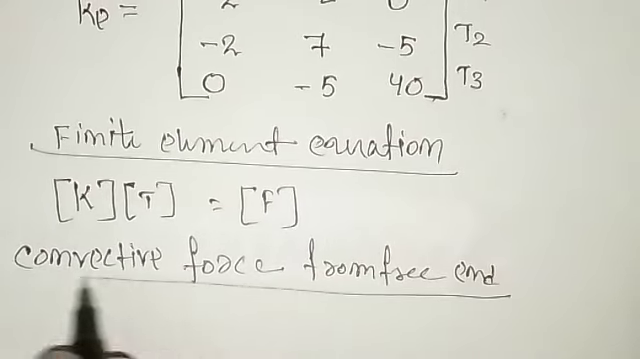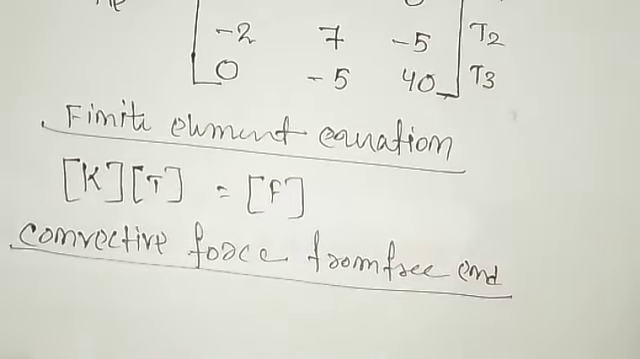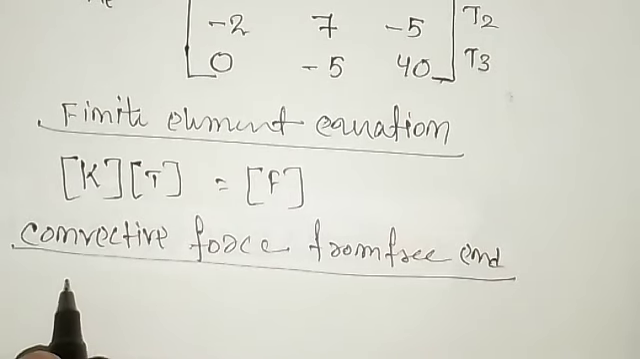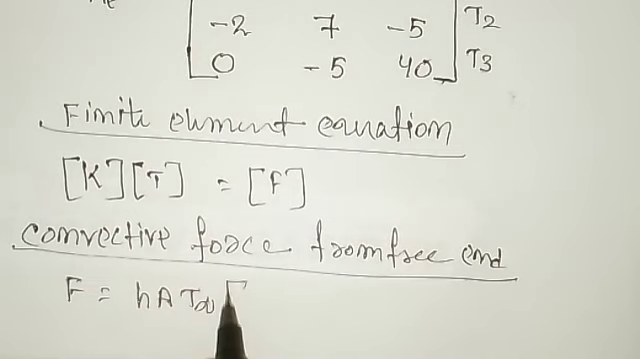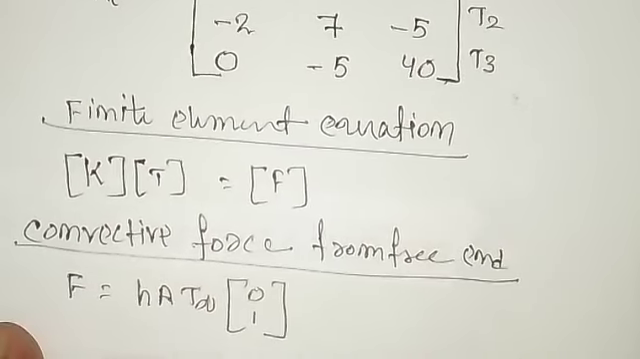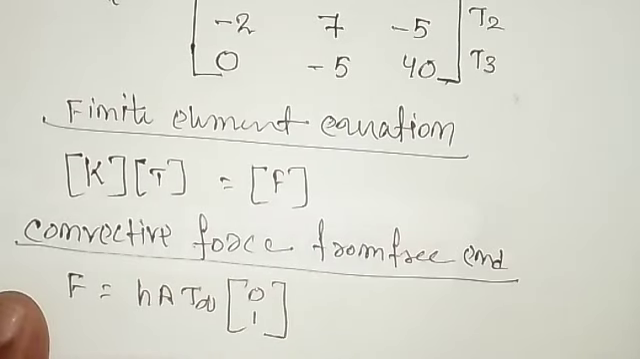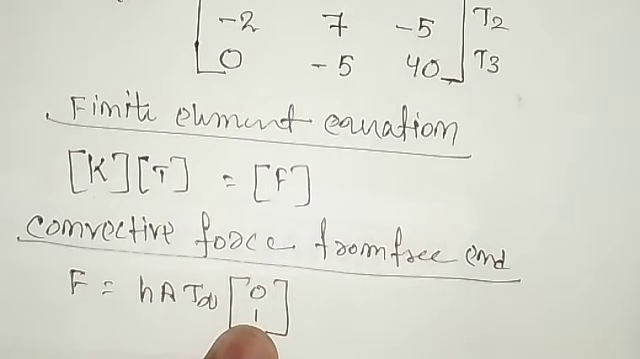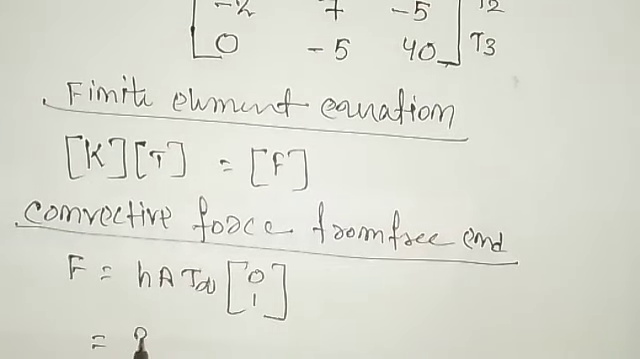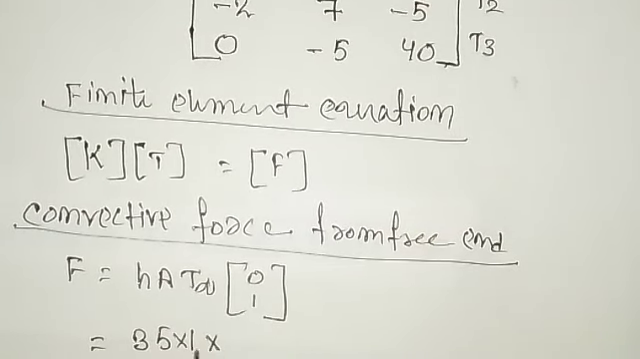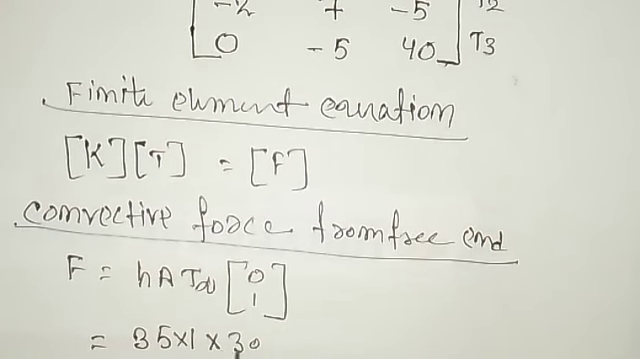When convection is there, we have to find out the load vector, that is the force. The formula is F is equal to h A T infinity times the matrix 0 1. Again I am repeating that in element 2 the convection is at the end, so that's why we write a 1 at the last. If the convection were at the start, with convection and then conduction, then you would have 1 0. So here h is equal to 35, area is 1 and temperature is 303.